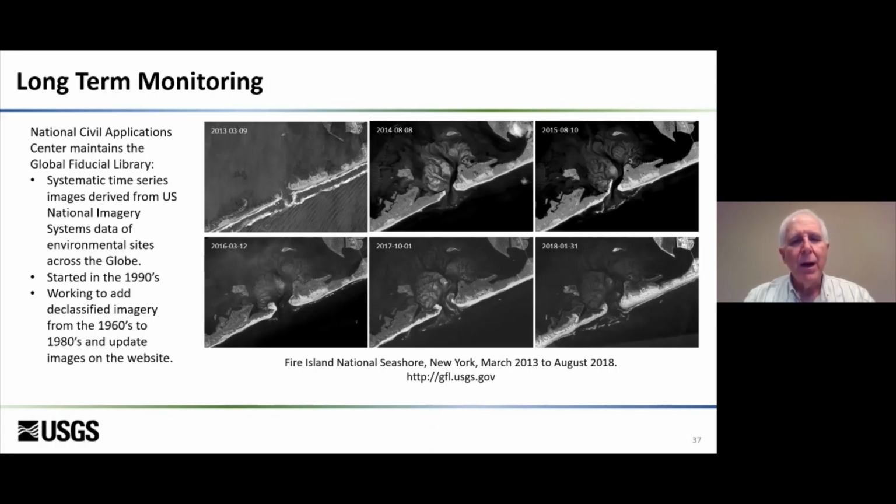And then a project that my office has been responsible for, the Global Fiducial Library. It's areas across the globe that we have been systematically collecting data for or of since the 1990s. We are able to derive and release publicly this data. This is an example from Fire Island National Seashore. Superstorm Sandy came through and punched that inlet, and then we are able to track through this imagery how that inlet grew over time.